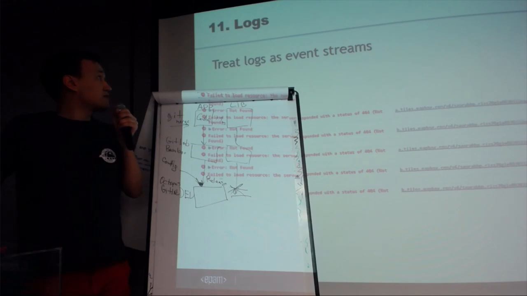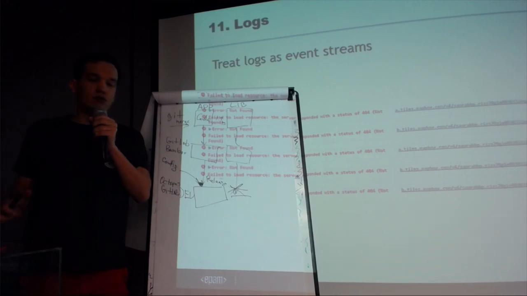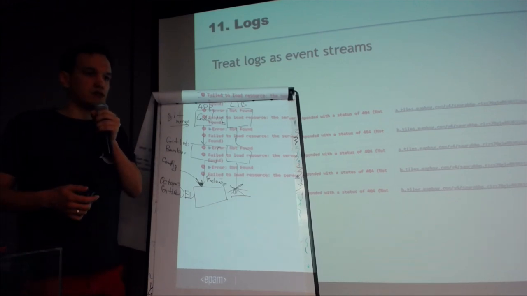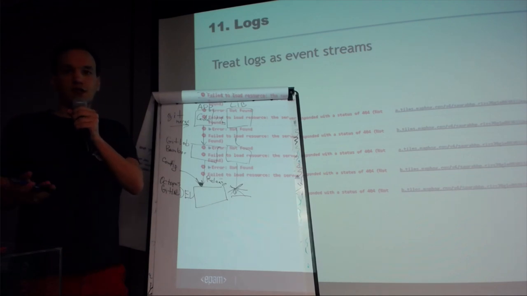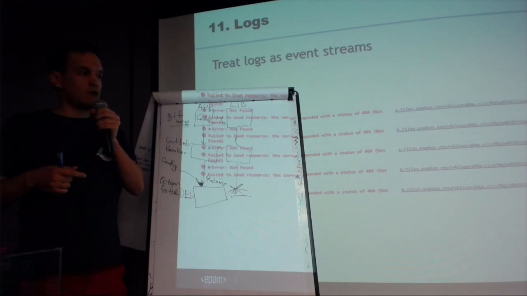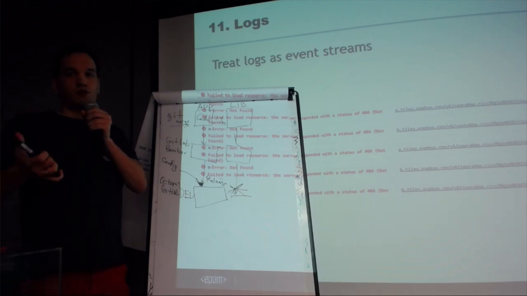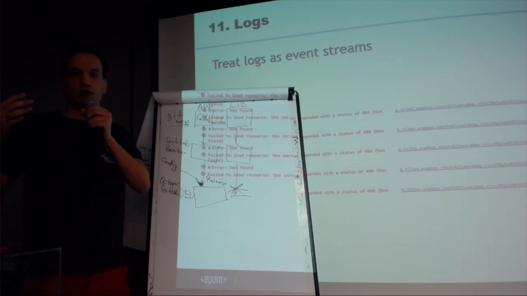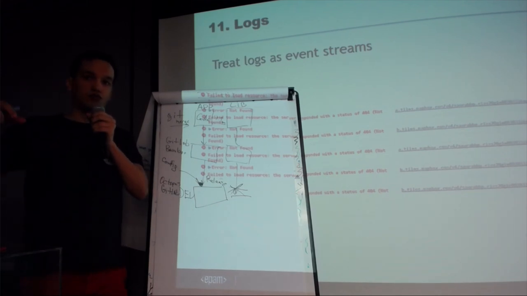Next principle is about logs. Your service should treat logging as just a simple stream of events. It means that your application should not know a lot about logging. For example, in Python, we just simply write logs to stdout, and we don't care what will happen with the logs. Somebody from outside should care about this.